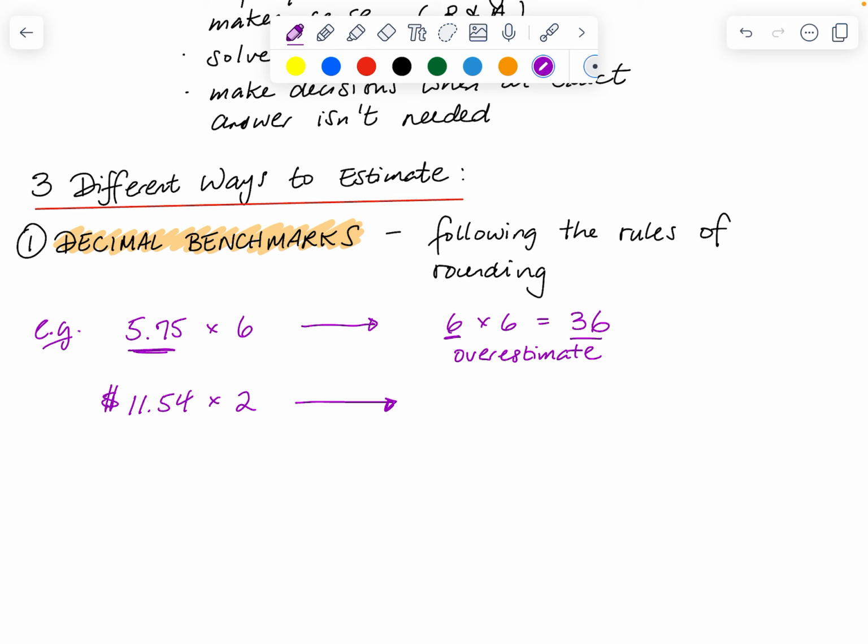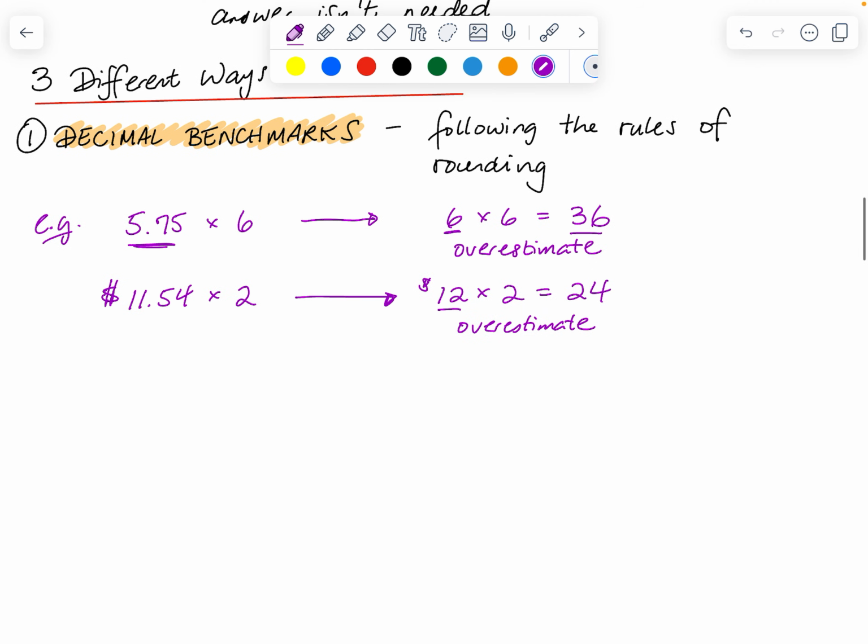So here in this case, because you've got $11.54, you're rounding that to the nearest whole dollar, which would be $12 times 2. So that would be 24. Again, we're following the rules of rounding because we were dealing with 54 cents there. We know that's also going to be an overestimate. So again, following the rules of rounding, that's way number 1 to estimate, which is decimal benchmarks. Okay, the next way, which again, this is maybe a new way that you've been exposed to, is called front-end estimation.